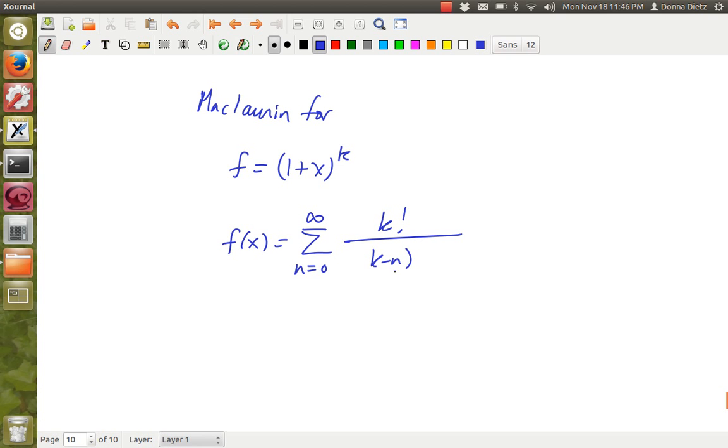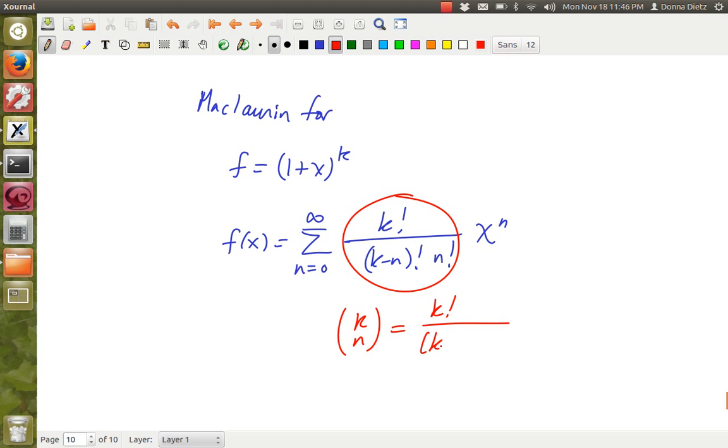People said they were pretty comfortable with this notation, but just in case you haven't seen it before, I do want to mention that this piece is the combination of k things taken n at a time, and there's many ways of writing that, so I just want to make sure you're familiar with all the different ways of writing. Combination of k things taken n at a time, which is sometimes written like that. Okay? There you go. So all those different forms of writing that combination, they're all the same. Okay? So then we can rewrite this formula.